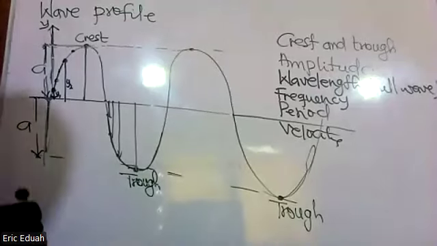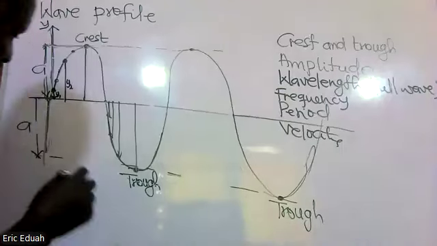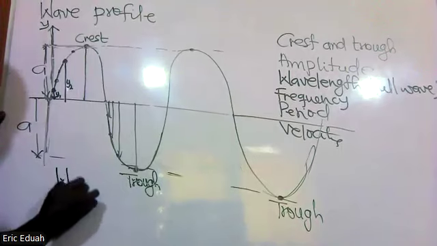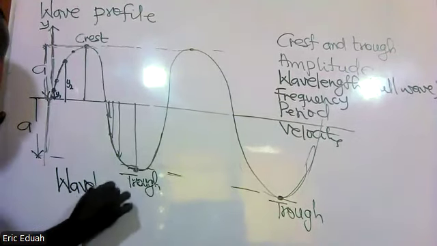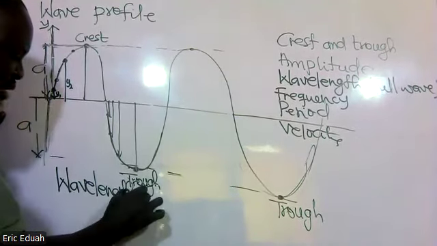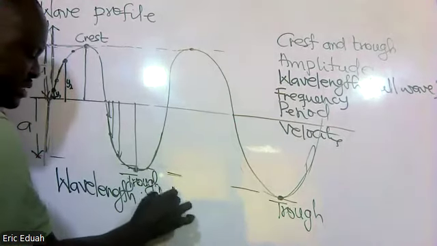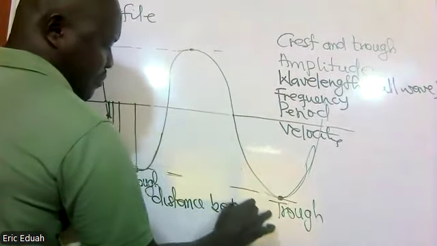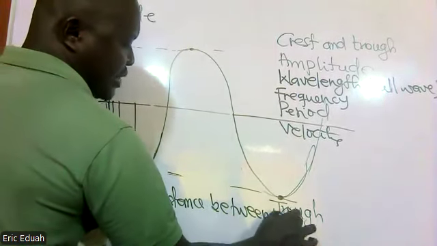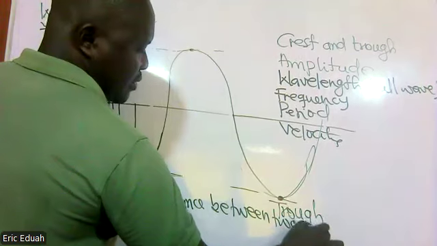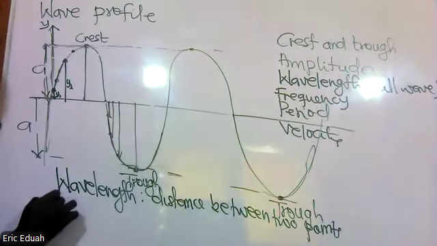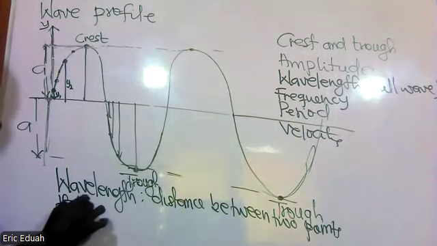Wavelength. We define wavelength as the distance between 2 points that are in phase.